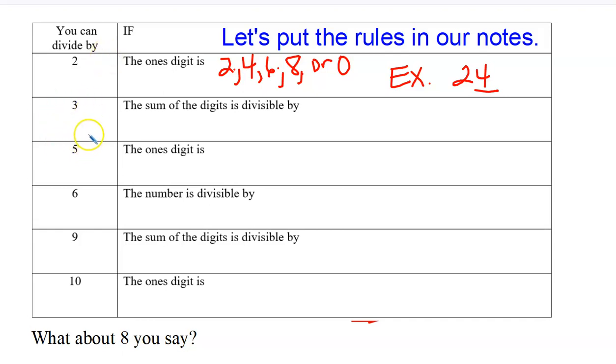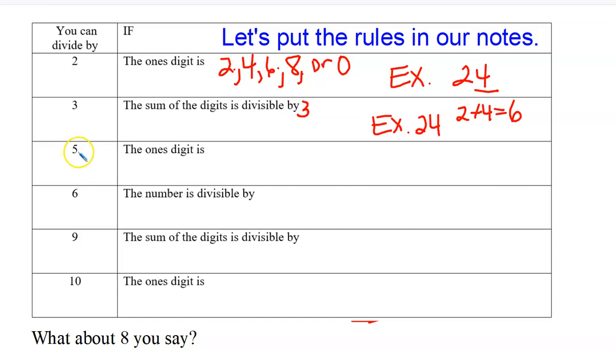Going on to the next number, you can divide by 3 if the sum of the digits is divisible by 3. And so here's my example. I'm going to use the same number 24. When I take 24, I add the 2 plus the 4, it equals 6. And 6 is divisible by 3. We're going to skip 4s and 7s and 8s for now.